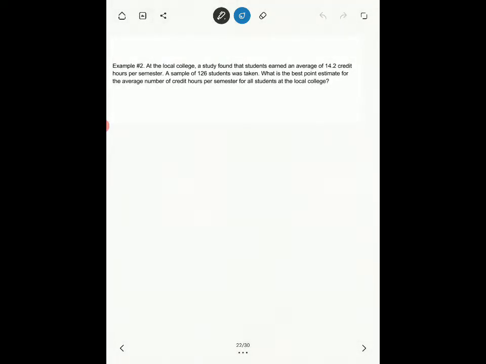Example number 2. At the local college, a study found that students earned an average of 14.2 credit hours per semester. A sample of 126 students was taken. What is the best point estimate for the average number of credit hours per semester for all students at the local college? So our point estimate is 14.2.